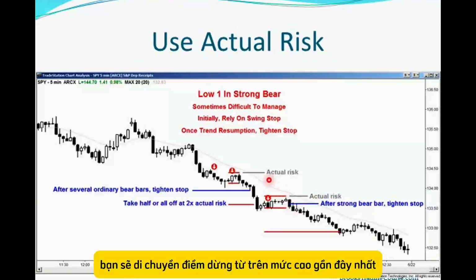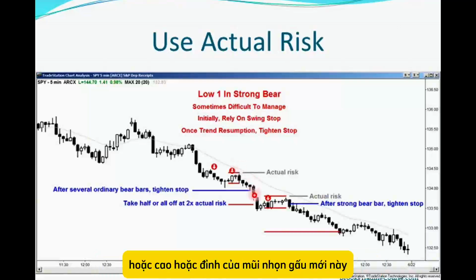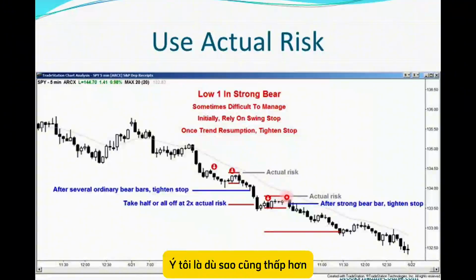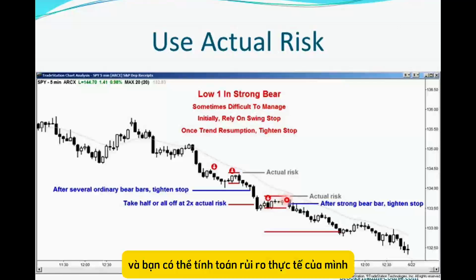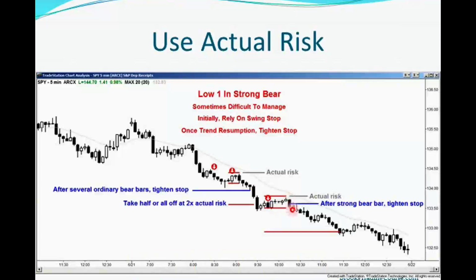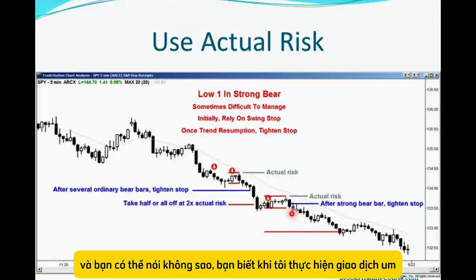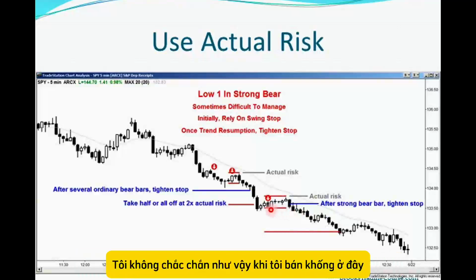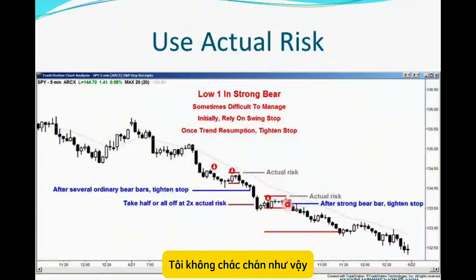You'd move the stop from above the most recent higher high, or the top of this new bear spike, to above this lower high. I said higher high, I meant lower high. Anyway, as the market's resuming down here, you tighten your stop over to here, and you could calculate your actual risk. And your actual risk was from your entry price, 1 tick below this bull bar, to 1 tick above this lower high. And you could say, okay, when I took the trade, I'm not all that certain. When I'm shorting here, I'm not all that certain.